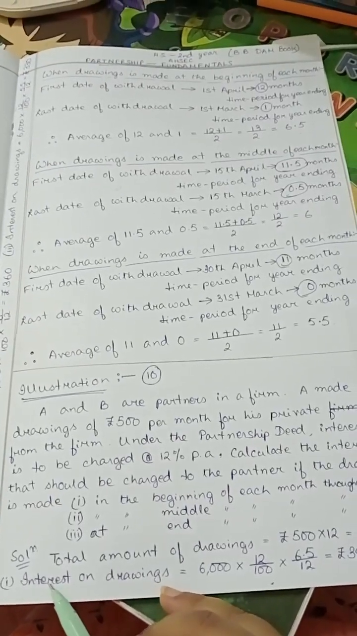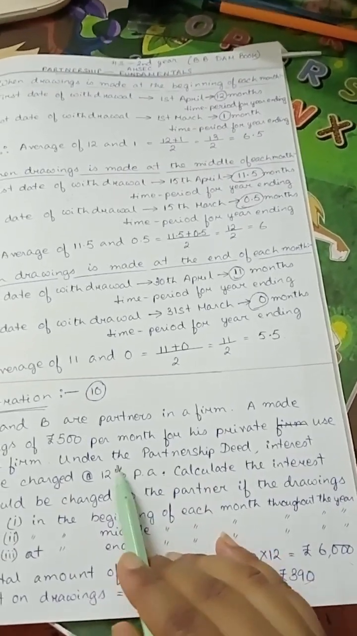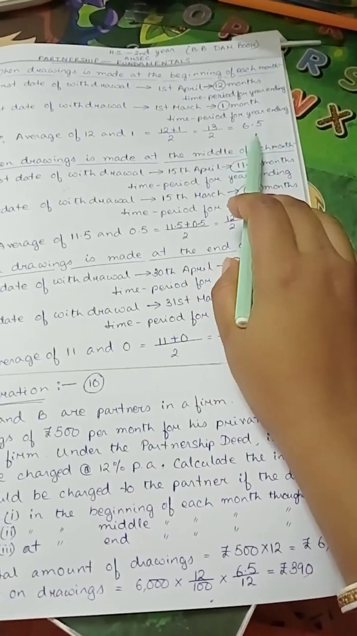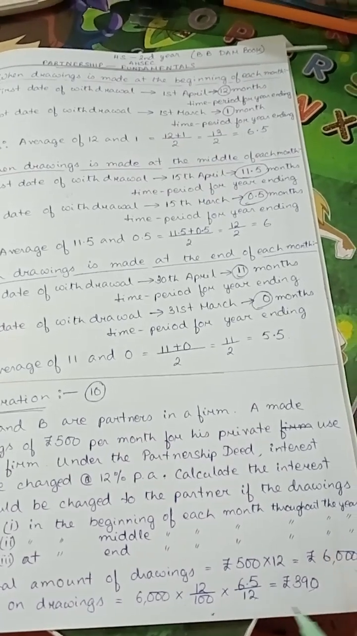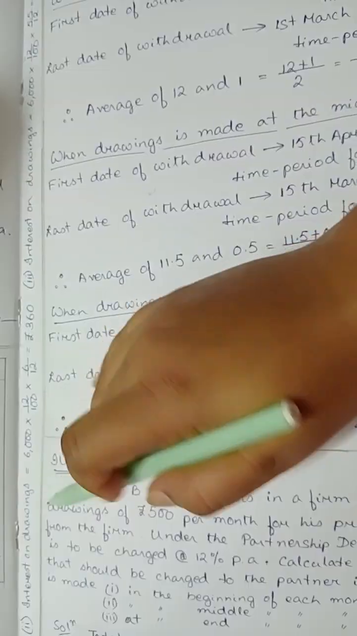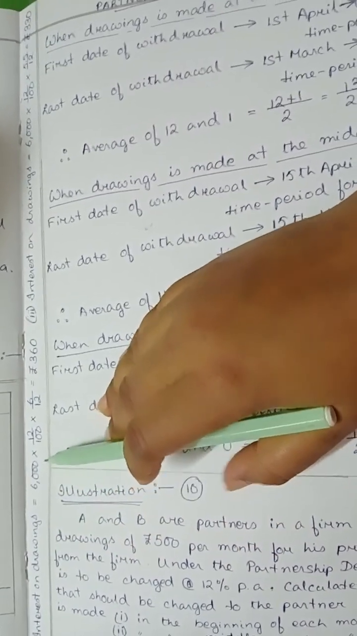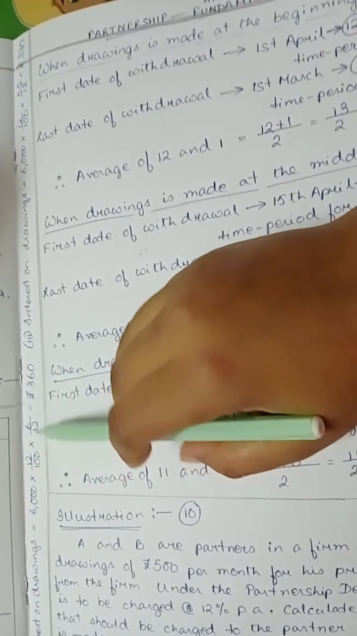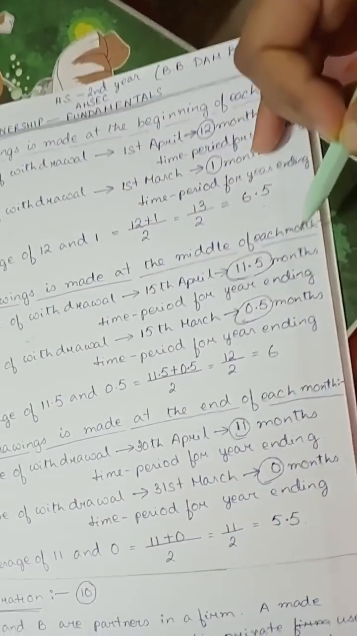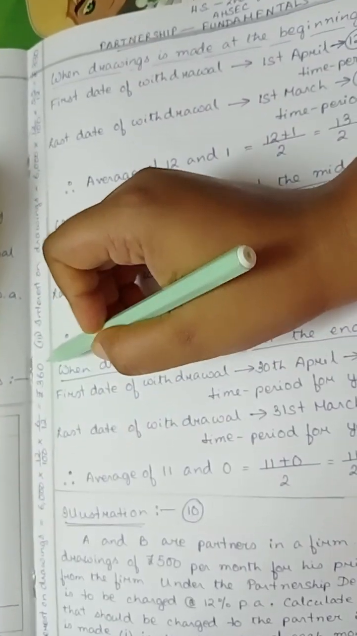Then in the beginning of each month, interest on drawings will be 6,000 into 12%, which is 12 by 100, into the average, that is 6.5 divided by 12, which is 390. Then interest on drawings when at the middle of each month, 6,000 into 12 by 100 multiplied by the average, which is 6, so 6 by 12, it is 360.